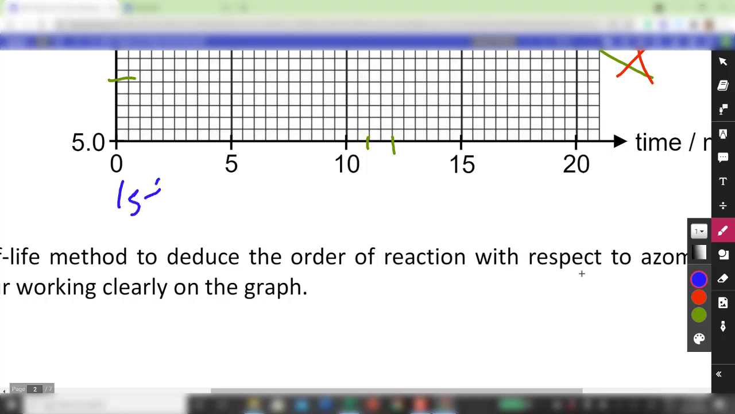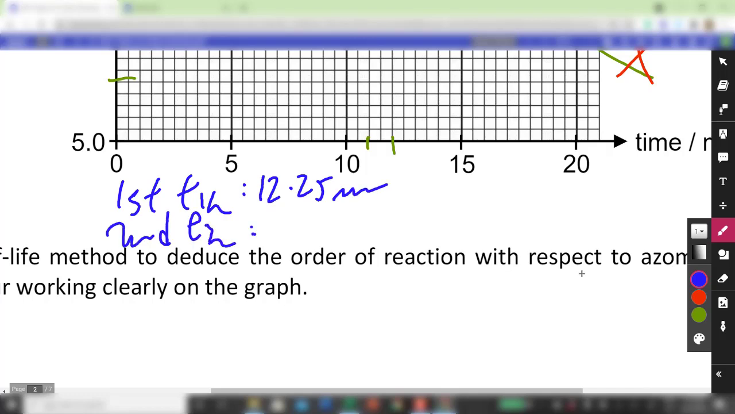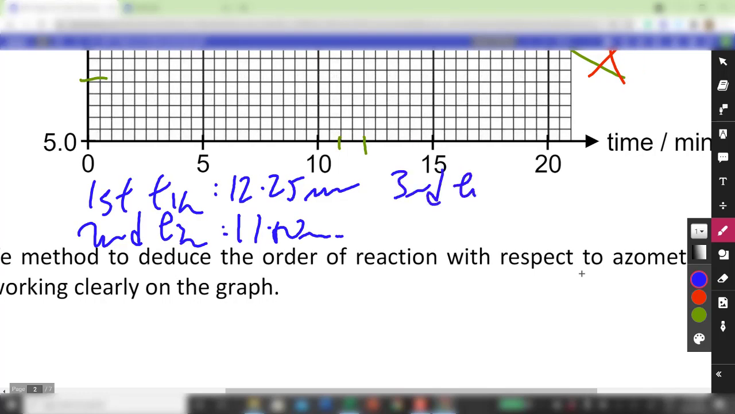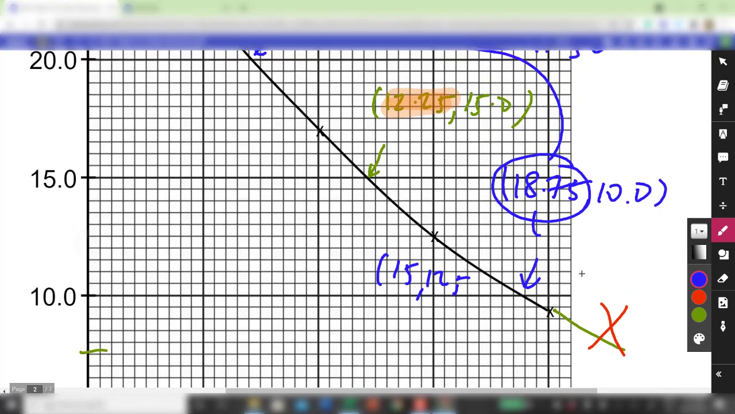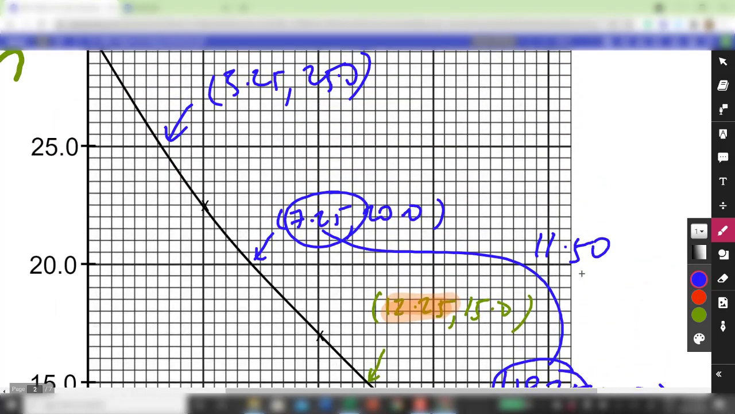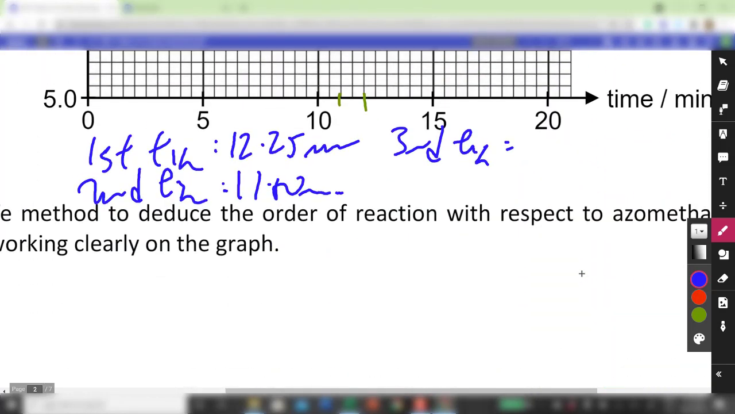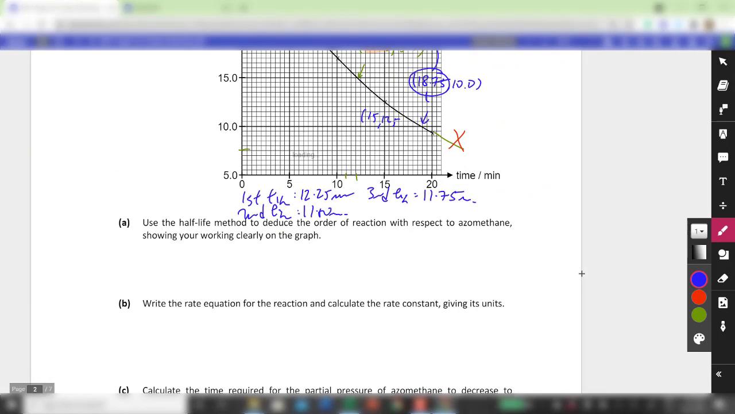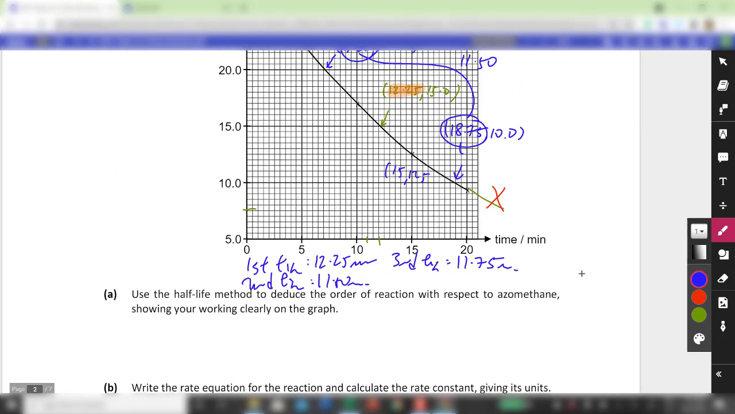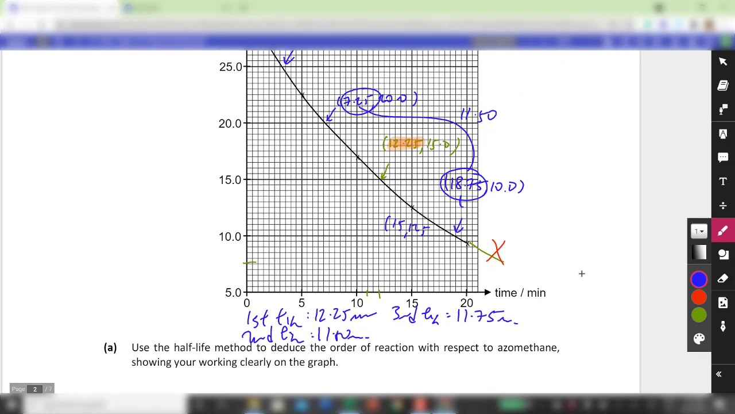So our first t half is about 12.25 minutes. The second t half we got just now was 11.50 minutes. Then the third t half we get is 15 minus 3.25, that's 11.75 minutes. So it's really up to you. You have a lot to choose from.